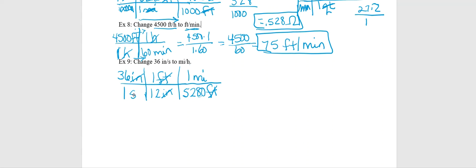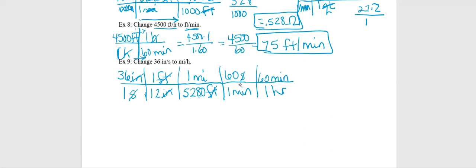Now I have to change the seconds to hours. So I'm dealing with time. I know there are 60 seconds in a minute. So I'm going to put the 60 s and 1 minute on the bottom. That way the s on the bottom cancels with the s on the top. And then I'm in minutes, but I don't want to be in minutes. I want to be in hours. So I know there are 60 minutes in 1 hour.